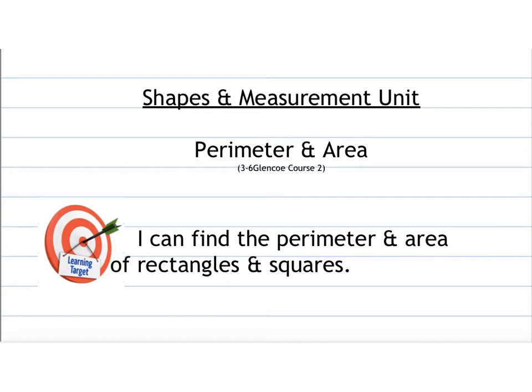Hello, sixth graders. We are in our shapes and measurement unit. This is unit 8. Our lesson today is on perimeter and area. And our learning target: I can find the perimeter and area of rectangles and squares.